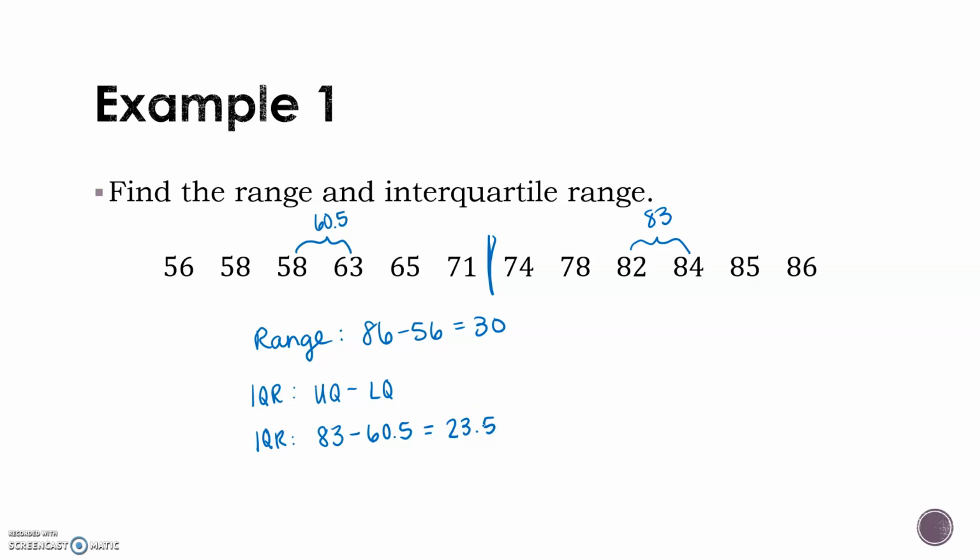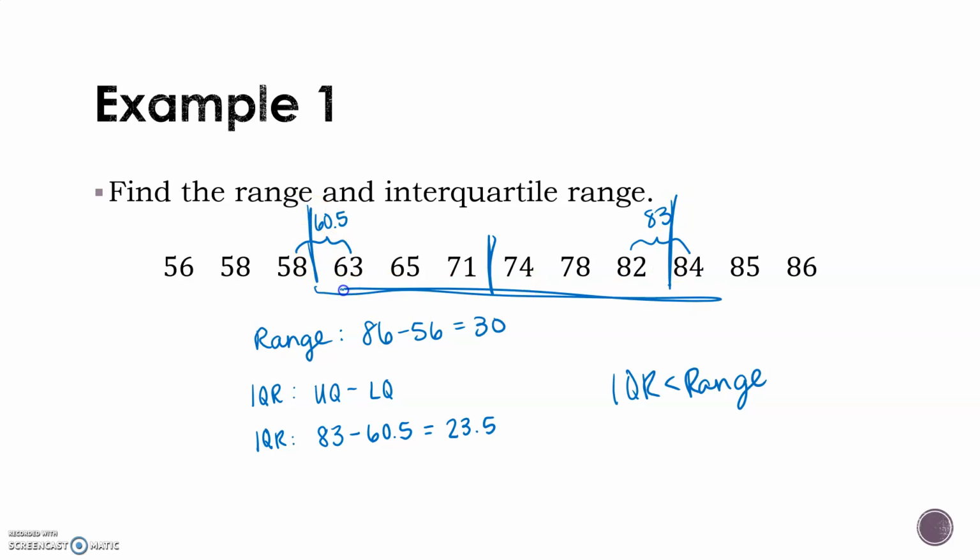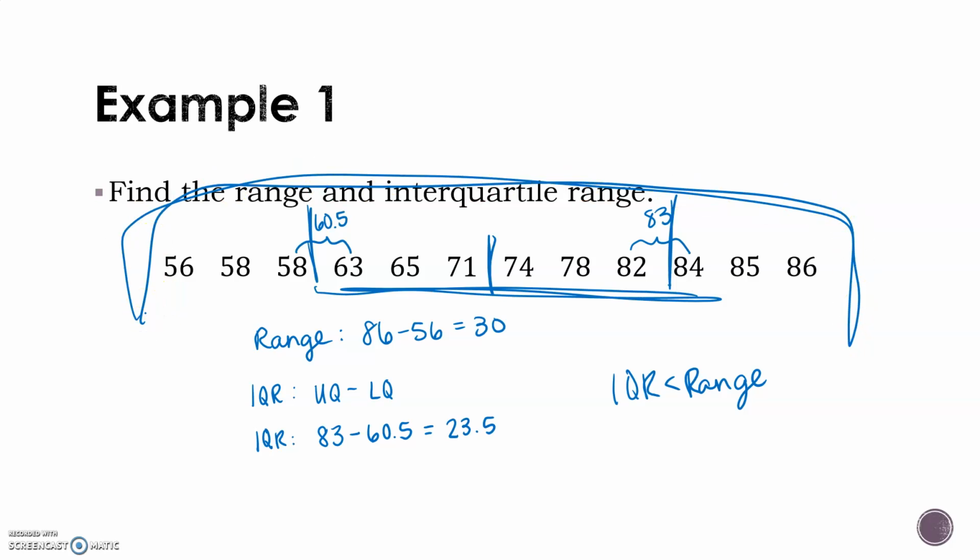Your IQR should always be less than your range, because the IQR is just looking from this point to this point and seeing how much these are spread out, whereas your range is looking at the whole big thing. And so if you get a value for your IQR that's negative, then something's wrong.